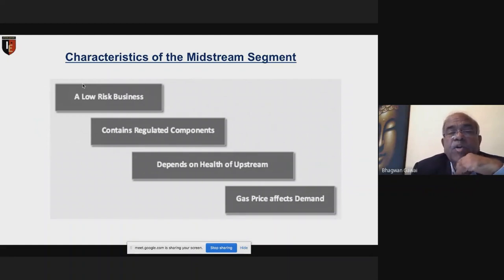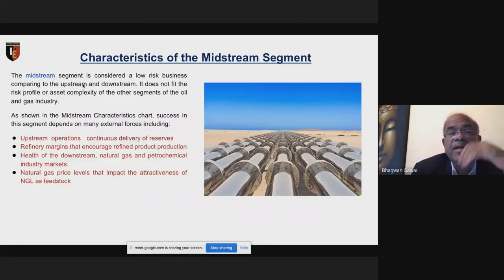See, midstream is a low risk business because whatever risk was there is already covered in the upstream area. So they have done the production upstream and now the product has come to midstream. So it's a low risk business. It contains regulated components. Okay. So whatever product you are getting, the crude oil, you are getting in this midstream. It depends on the health of upstream. Okay. So midstream depends on the upstream. So gas prices affect the demand. Okay, so whatever prices are there in the market, there is a supply demand position. So accordingly, prices change. What are the characteristics of a midstream segment? The midstream segment is considered a low risk business. Okay, I explained to you just now.